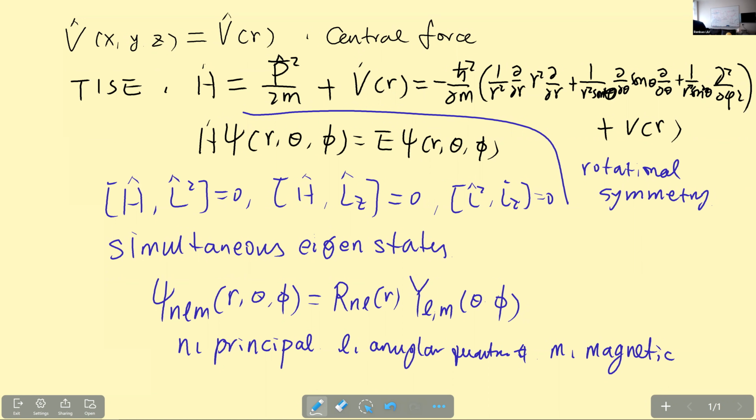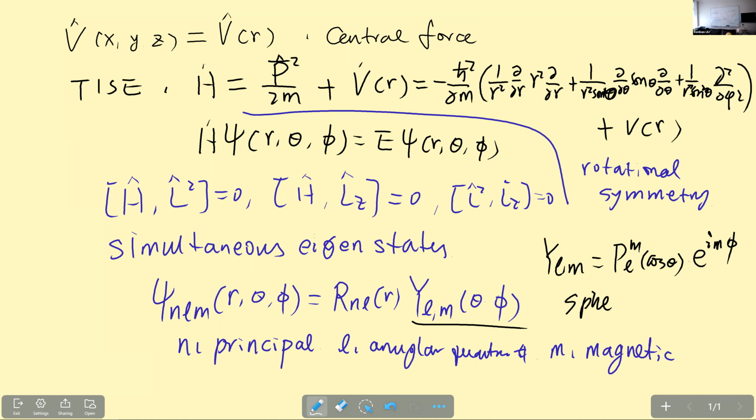Right. And this Y_lm can be written as associated Legendre functions, okay, and times e to the i m phi. All right, that's called a spherical harmonics.